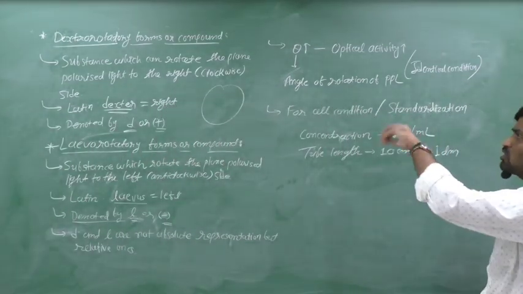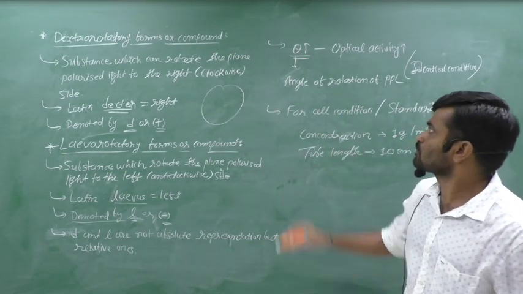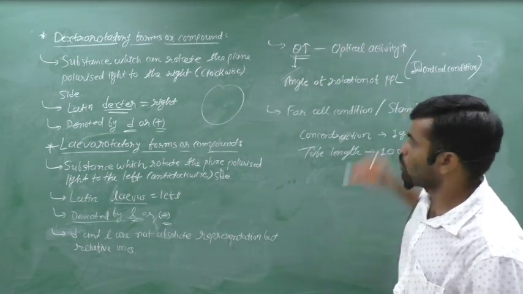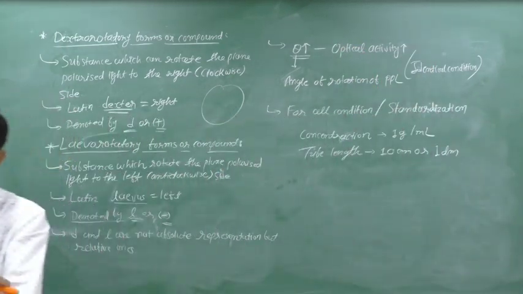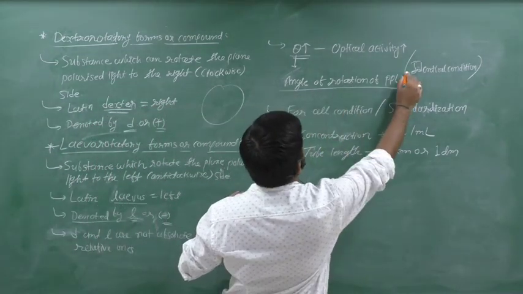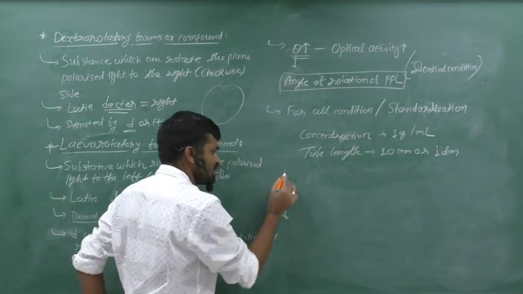From this we can make some conclusions. If theta is higher, then the optical activity is more. What is theta? Theta is the angle of rotation of the plane polarized light. Suppose the first position of the plane polarized light is like that.